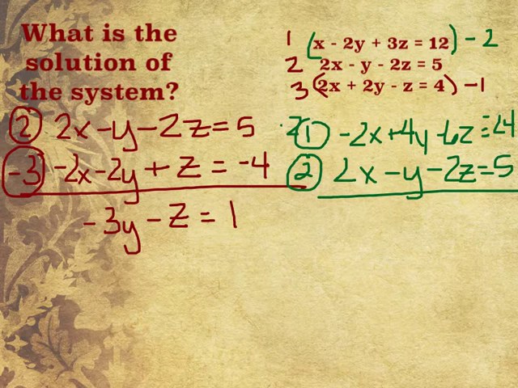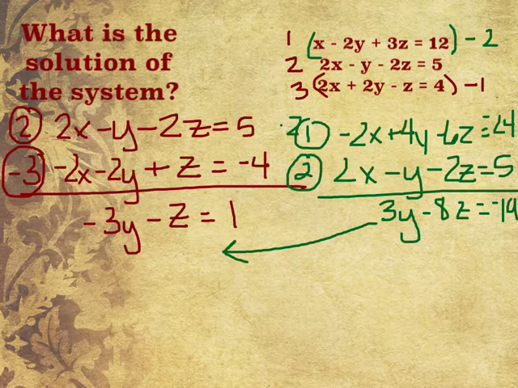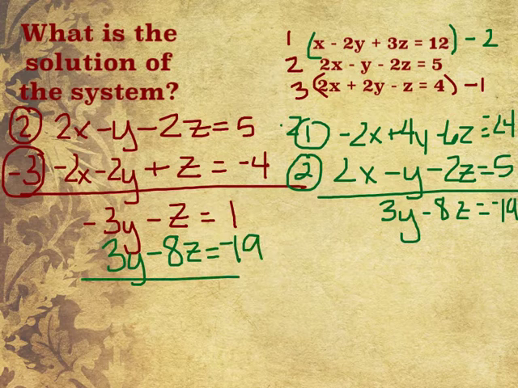Negative 2x plus 2x is 0x. 4y minus y is 3y. Negative 6z minus 2z is negative 8z. And negative 24 plus 5 is going to be a negative 19. Now we have two equations with two variables. Looks very nice. We have a negative 3y and a 3y. So I'll just move this equation over. 3y minus 8z equals negative 19. We can add those straight down, and now our y's will cancel out.